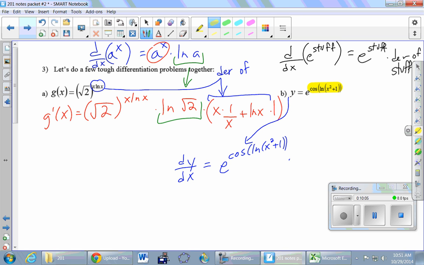Yeah, and so we see cosine of some stuff, and lo and behold, it's yet another chain rule. So what's the derivative of cosine of stuff? It's negative sine of the stuff. And then we're supposed to multiply by the derivative of the stuff. And so I'm going to highlight now the new stuff, because this was now cosine of stuff. So the stuff is now just the ln of x squared plus 1.